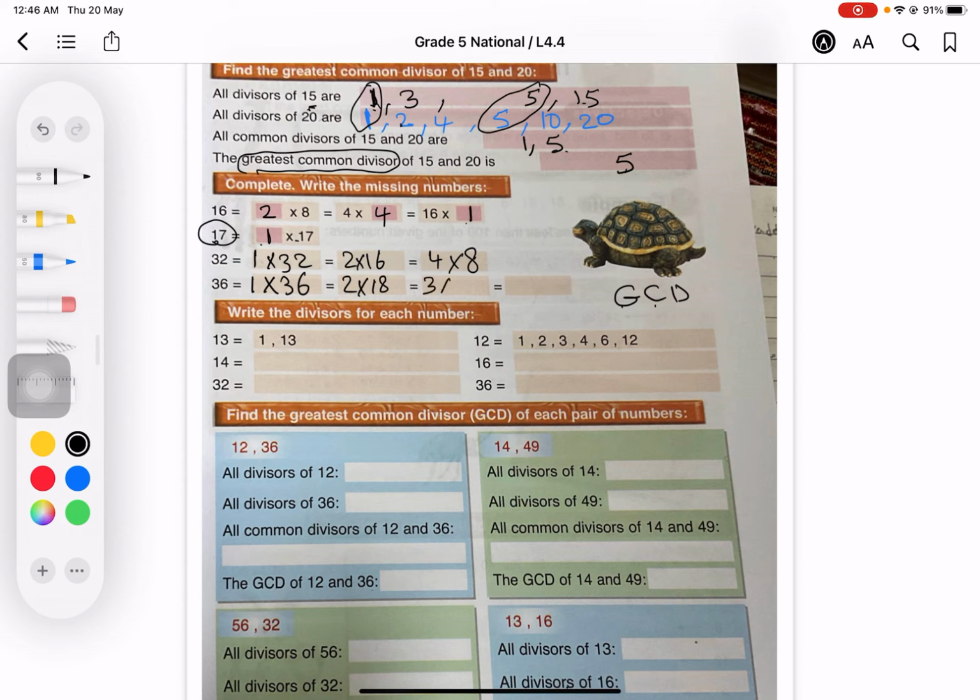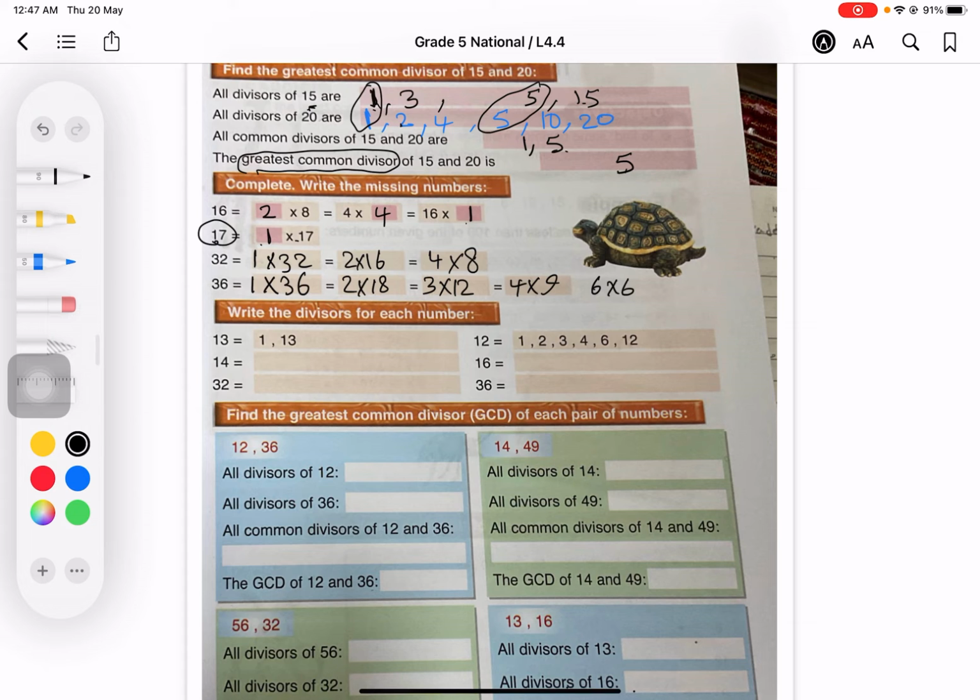3 multiply 12. 4 multiply 9. And 6 multiply 6. They forget to write here 6 multiply 6. All these are divisors of 36: 1 by 36, 2 by 18, 3 by 12, it's also 36. 4 by 9, yes.